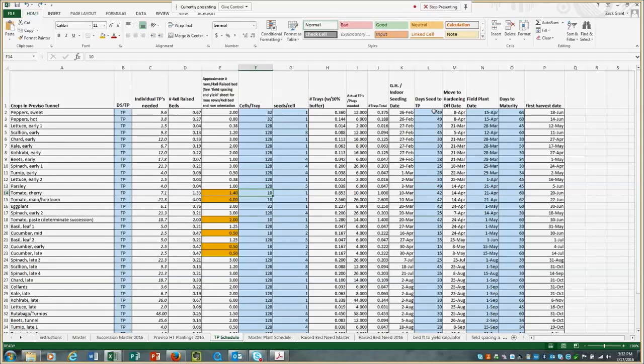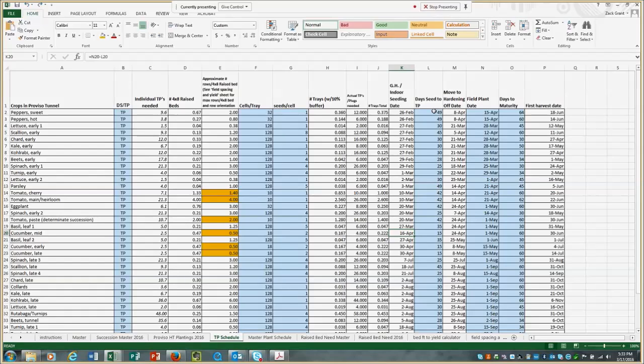I could print this out onto a sheet, have it on a clipboard, give it to one of my workers, one of my volunteers, one of my staff, so they have a good idea of what they need to do. I mean, you might need to train them on how to plant those seeds in that particular type of cell tray, but they know the schedule. They know that peppers need to be started on February 26th, and let's go all the way down. The second planting of cucumbers needs to be started on April 16th.